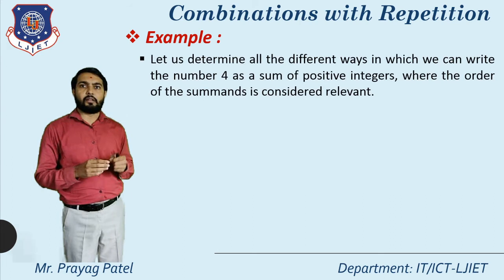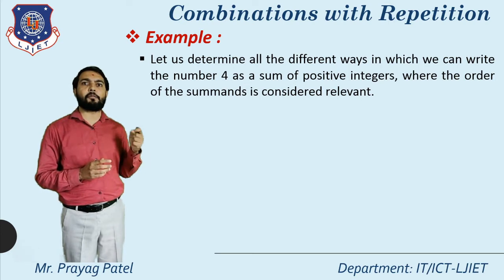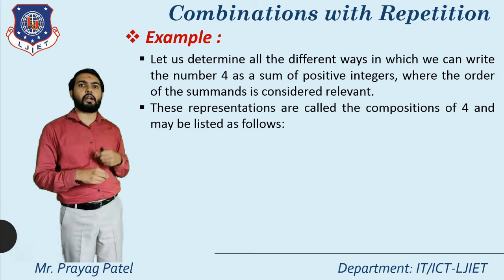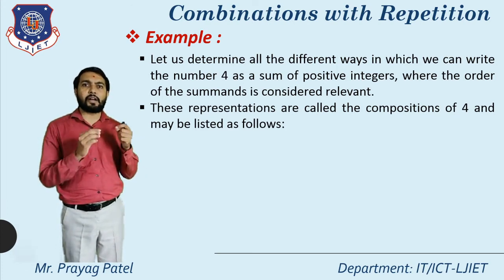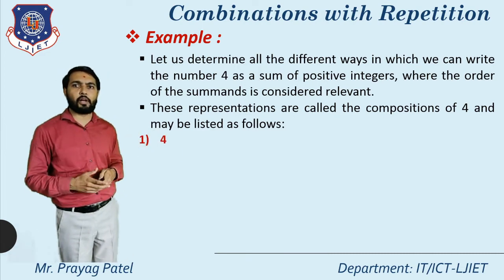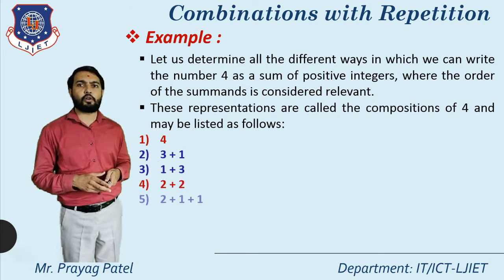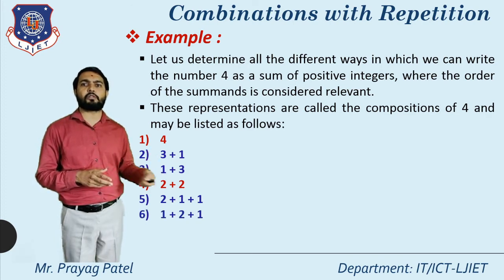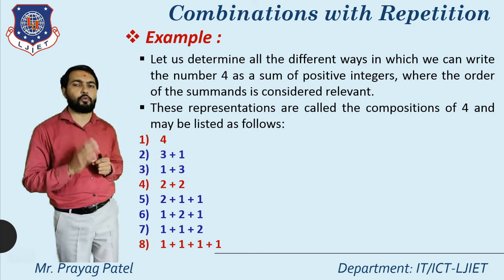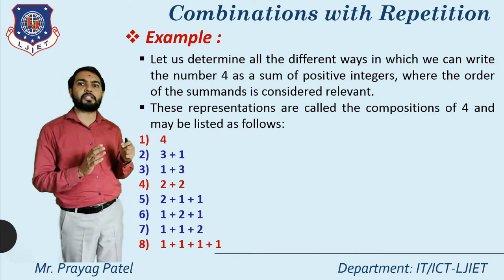Now see here, let us determine all the different ways in which we can write the number 4 as a sum of positive integers. Different ways are possible for adding different numbers, and our resultant value is equal to 4. First we directly write 4. Second, 3 plus 1 is also 4. 1 plus 3 is also 4. 2 plus 2 equals 4. 2 plus 1 plus 1 equals 4. 1 plus 2 plus 1 equals 4. 1 plus 1 plus 2 equals 4, then 1 plus 1 plus 1 plus 1 is also 4. So these 8 combinations are possible for writing 4.